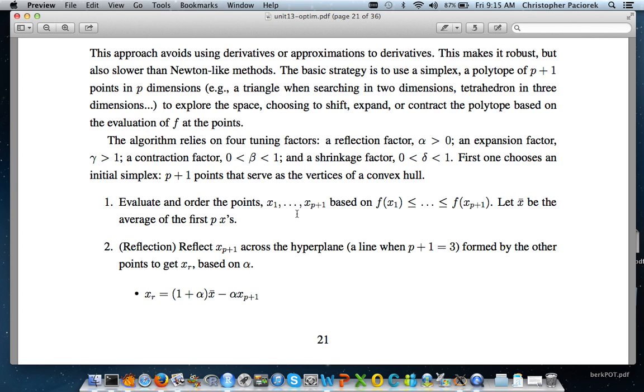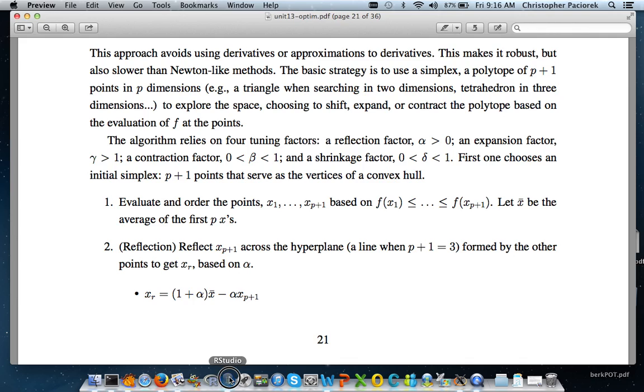And we're going to calculate the objective function on those p plus 1 points. And then we're going to assign labels 1 up through p plus 1 such that f of x1 is the value, that's x1 is the value at which f takes its lowest value, and x_{p+1} is the value at which it takes its largest value. And these points have to be the vertices of a convex hull, so they have to define a convex region.